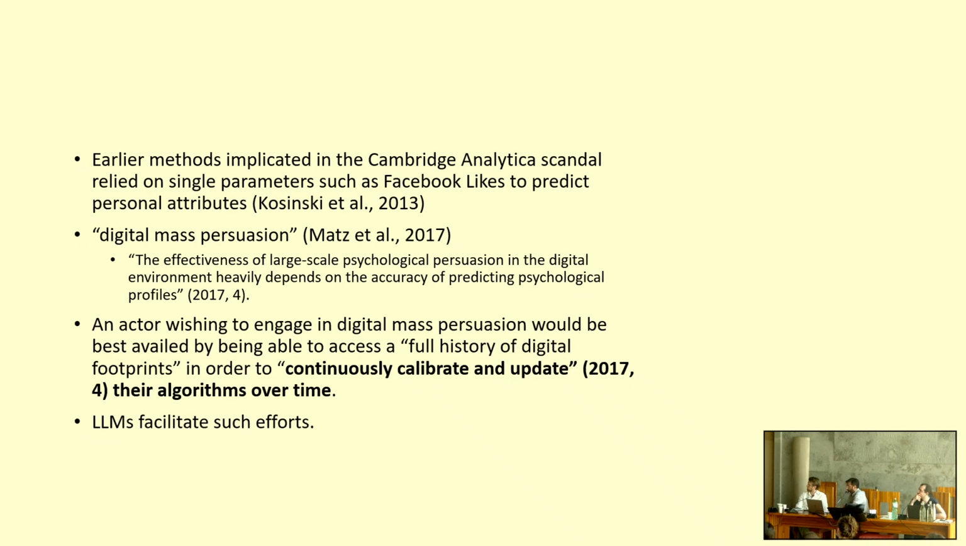So I want to talk about, what I want to do actually is situate this in continuity with the type of work which was significant in the Cambridge Analytica scandal. At that time, what was causing deep concern was the use of public data on Facebook to predict psychological attributes. But what's significant is that was an extremely limited amount of data available at the time, like just the likes people were giving to different bits of content. But around about that time, scholars were pointing out that for large-scale persuasion to be more effective, ideally what you want is the full history of digital footprints, and you want to be able to continuously calibrate the algorithms to the user over time. And the point here is that LLMs facilitate such efforts.